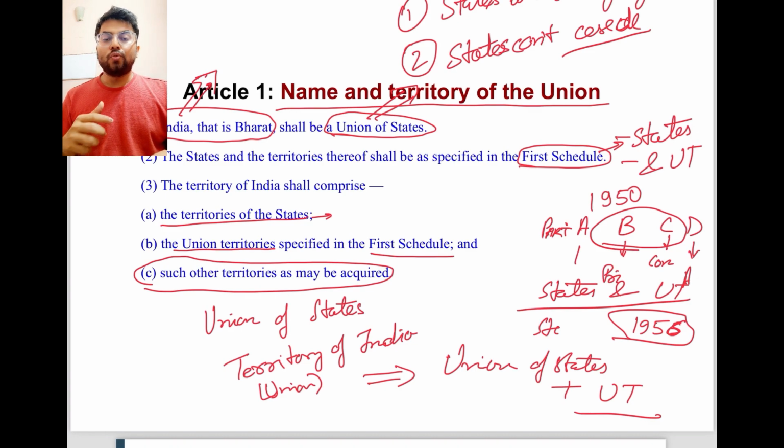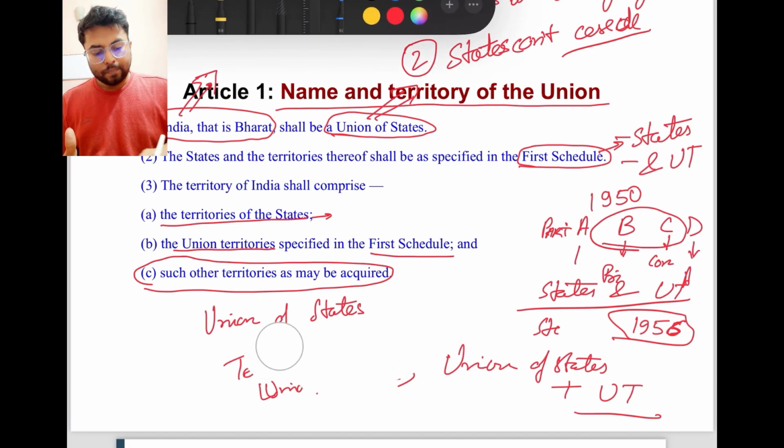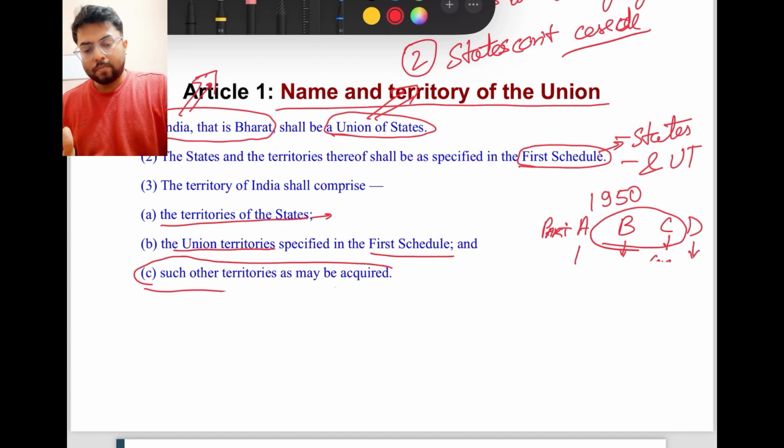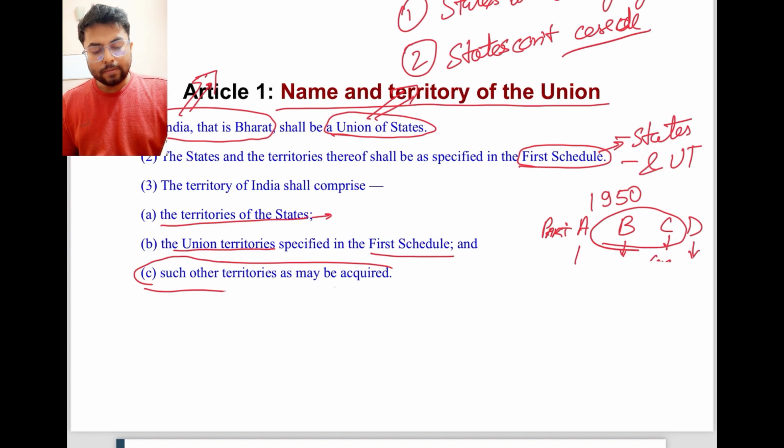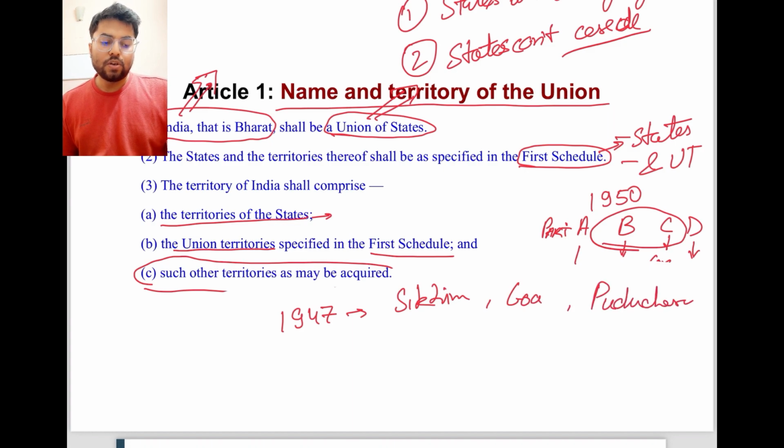For example, when you have read about the features of the Indian Constitution, there is a saying that the Indian Constitution is a living organism. So you can cite this example, or you can cite this provision. This is an enabling clause that allows the Indian Constitution to accept or establish or admit new states or new territories. So, for example, when India got independence in 1947, at that time Sikkim, Goa, and Puducherry were not part of India.